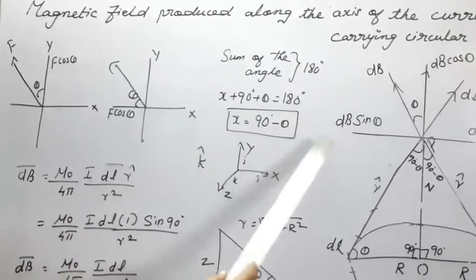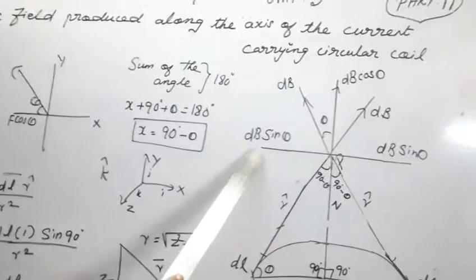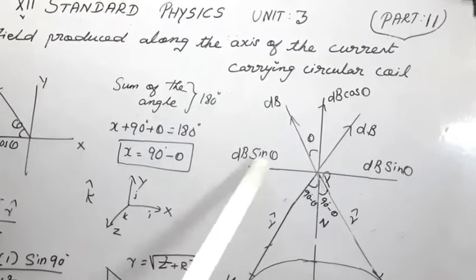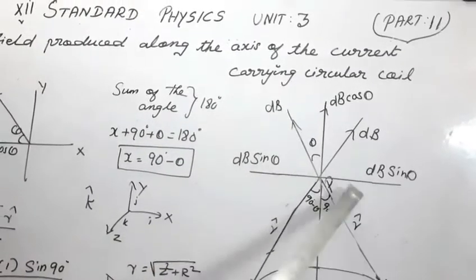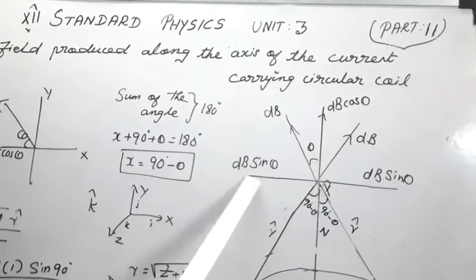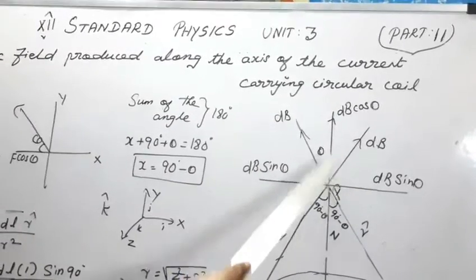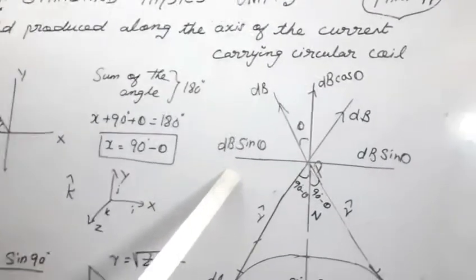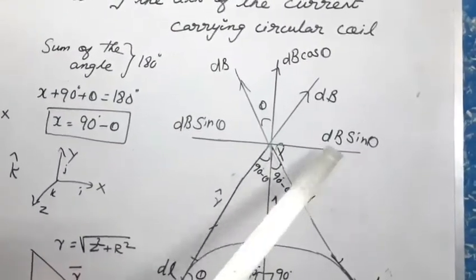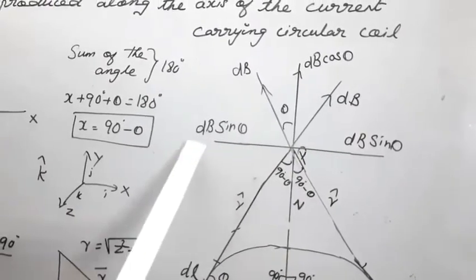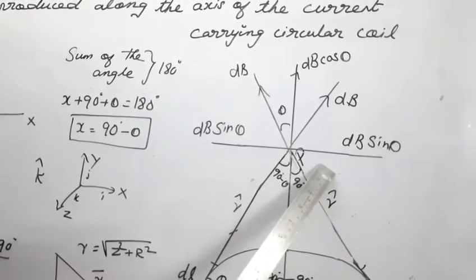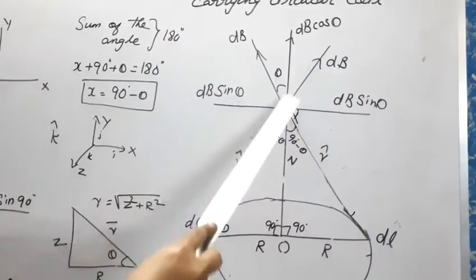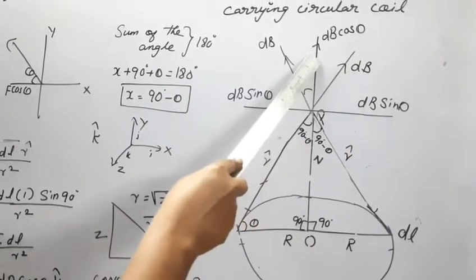Like that we are going to resolve dB. When we resolve dB, theta is there, so the vertical side is dB cos theta and the horizontal side is dB sin theta. Here also the horizontal side is dB sin theta and the vertical side is dB cos theta. The horizontal components on both sides, dB sin theta, have the same magnitude but different direction, so they cancel each other. Now, we only have to take the dB cos theta value.